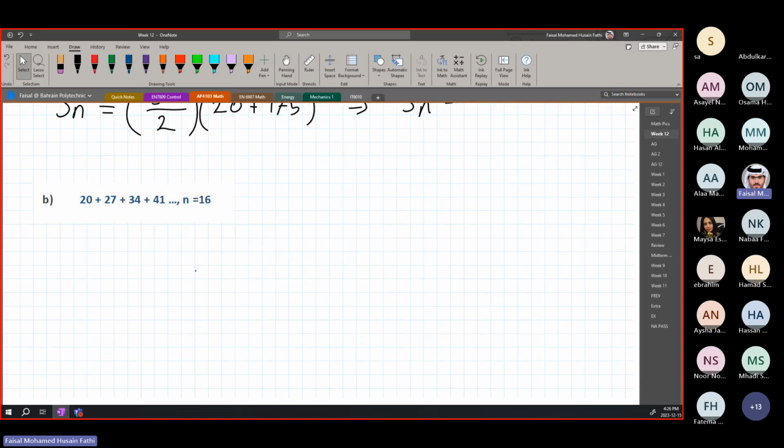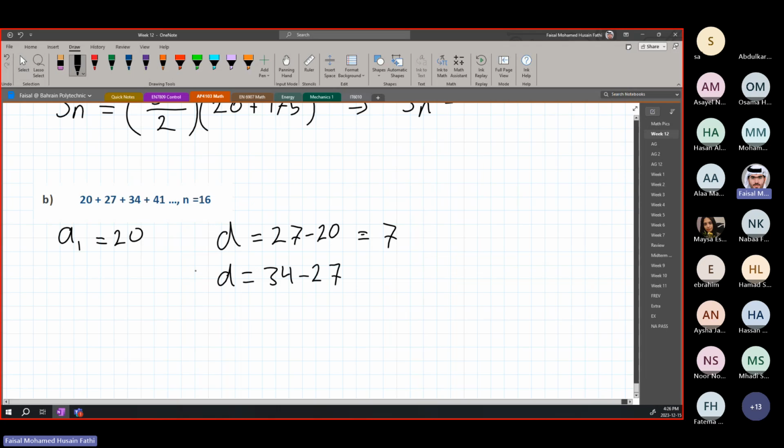Same thing. In this case, they gave us the 20. They gave us, okay, first step always. What is A1? A1 is equal to 20. What is the common difference? 27 minus 20, which is equal to 7. Let's double check. 34 minus 27, which is equal to also 7. Yes, this is an arithmetic sequence. So we can use Sn is equal to n over 2 times A1 plus An. We can use this. Okay?